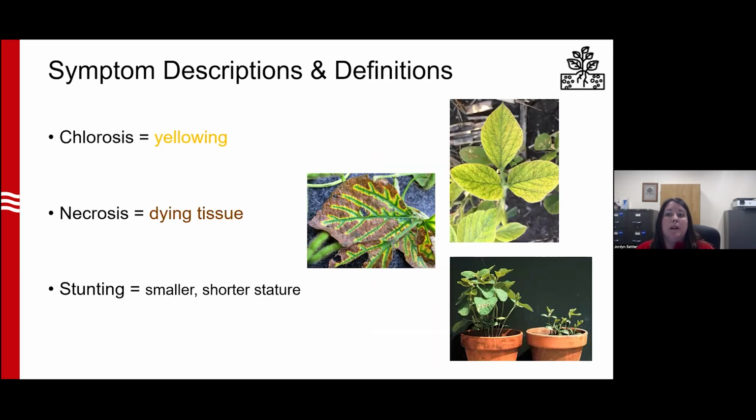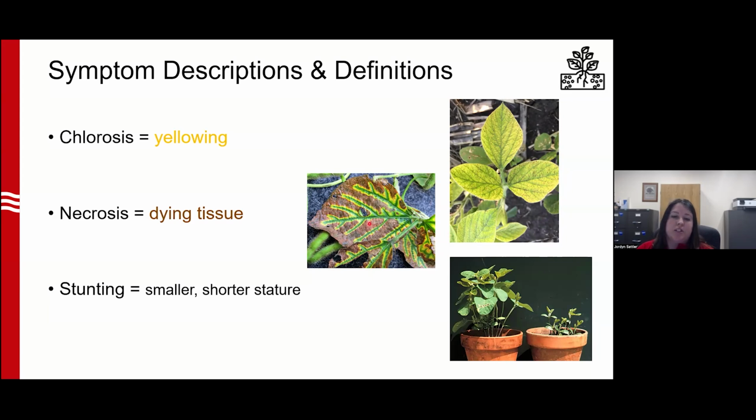So what are we going to look for when we're out in the field? These are basic symptoms for many of the nutrient deficiencies that we're going to talk about. So I wanted to go over their definitions so you're more familiar with them when we go through the nutrients. Chlorosis is the yellowing of plant leaves, like you would see on this soybean plant here.